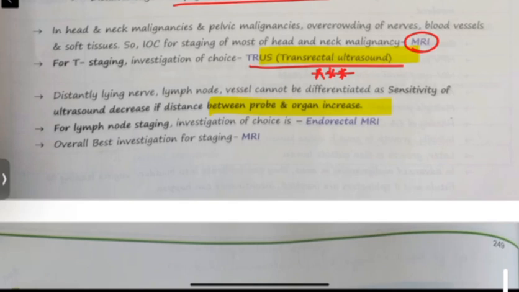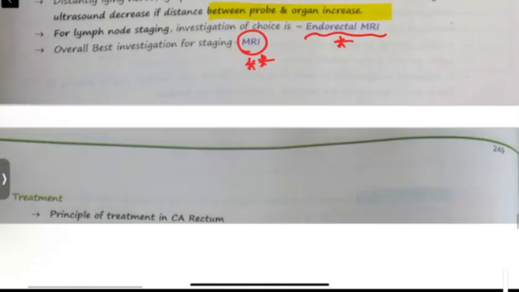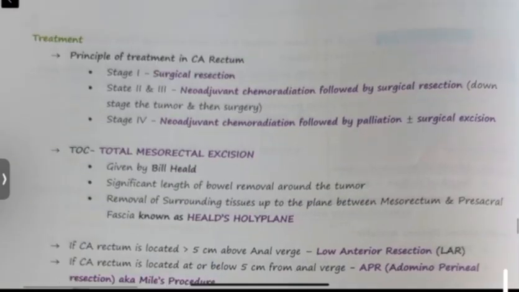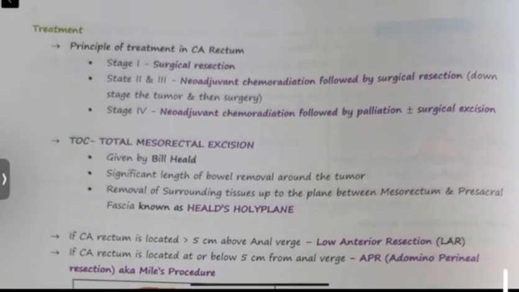Lymph node staging, what can we use? We will go for endorectal MRI. Okay, overall the best investigation for staging is MRI in case of CA rectum. Okay, so after all this, how will we treat the case of CA rectum?